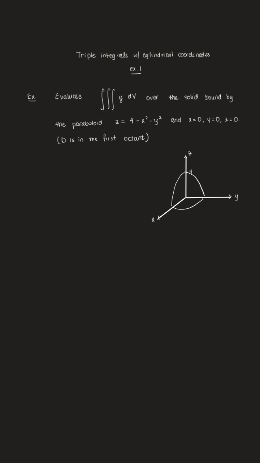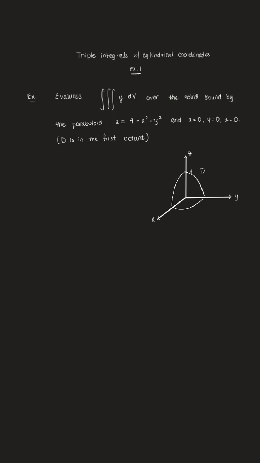Okay, so here's our first example with triple integrals in cylindrical coordinates. Let's evaluate the triple integral of y dV over the solid bound by the paraboloid z equals 4 minus x squared minus y squared and the three coordinate planes. So our region D is in the first octant. Here's a sketch of our 3D region D.